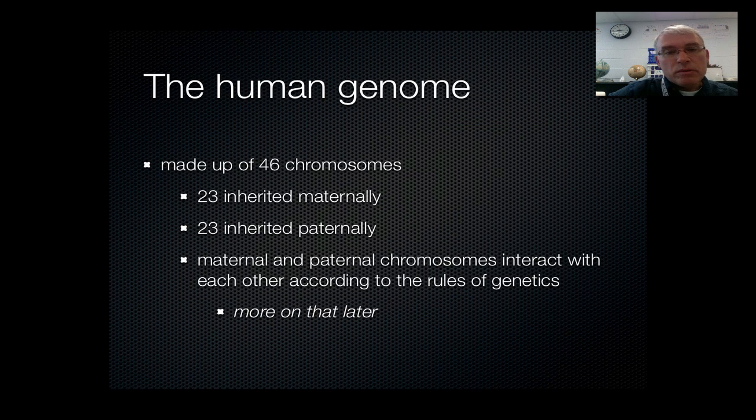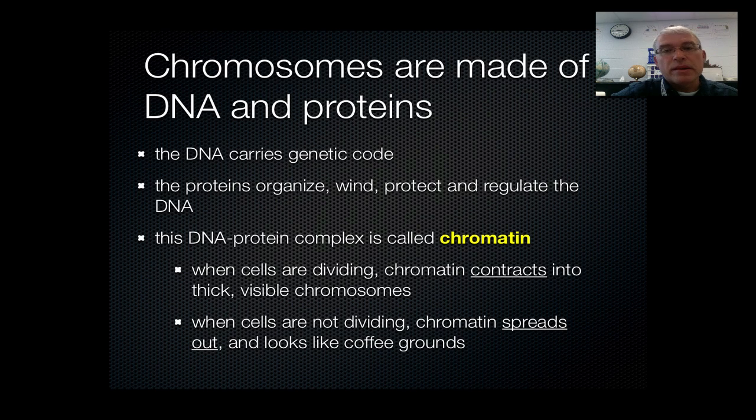For example, the human genome contains 46 chromosomes. You get 23 from your mother, coming into you by way of the egg cell that we all started with, and 23 coming in with the sperm cell. Of course, egg and sperm together during fertilization gives you a complete genome of 46 chromosomes. These two sets interact with each other according to genetics to build you and make you and regulate you in the way that you were genetically programmed. We'll talk more about that later.